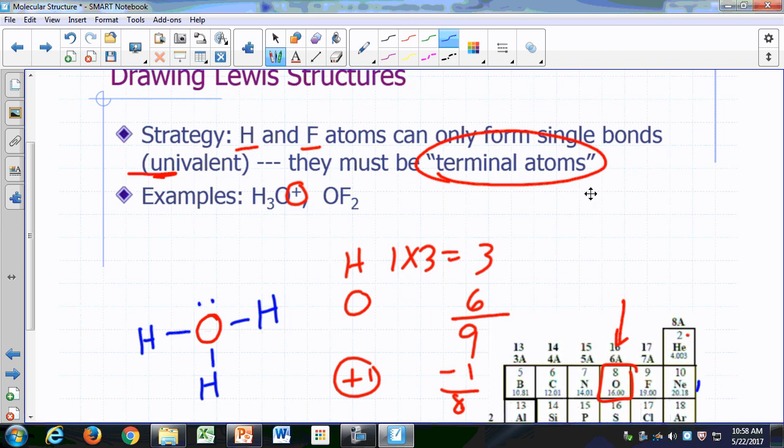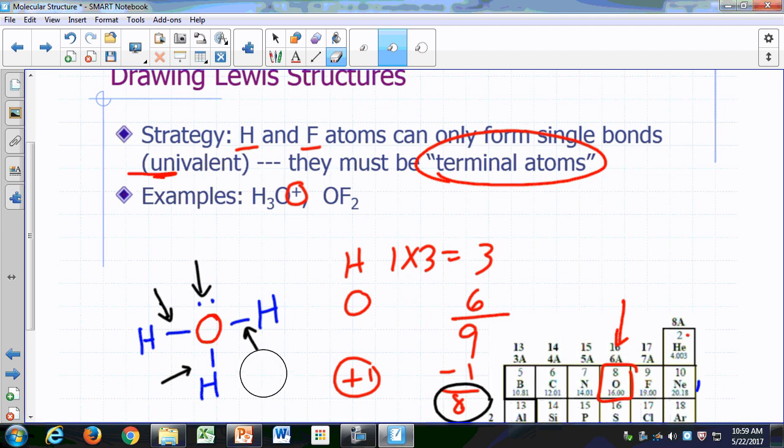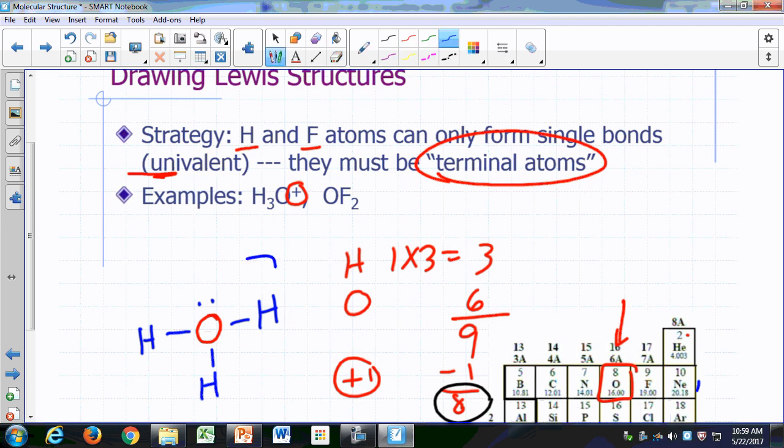And let's examine the structure. If you look at the structure, you have 2, 4, 6, 8 valence electrons shown, which is correct, which is the number that we need. So that's good. But there's one more thing we need to do, because this is a polyatomic ion. It has a charge of +1. We have to enclose this whole thing in brackets and put a +1 on the outside. So that would be the Lewis structure for H3O+, which is also known as the hydronium ion.